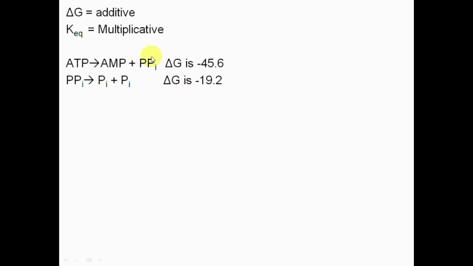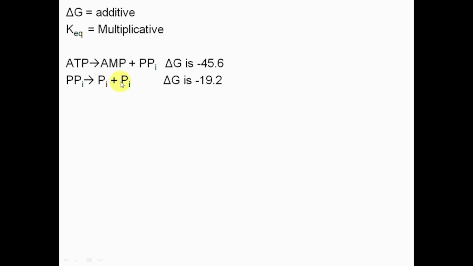Something to make note of is that whatever is in the products in this first reaction should be a reactant in this second reaction. So if this reaction was flipped and this PP was over on this side as a product, that should be a red flag to us that both of these are in the products.